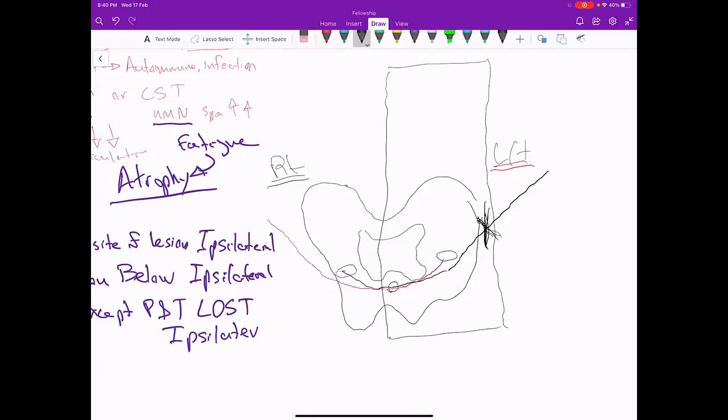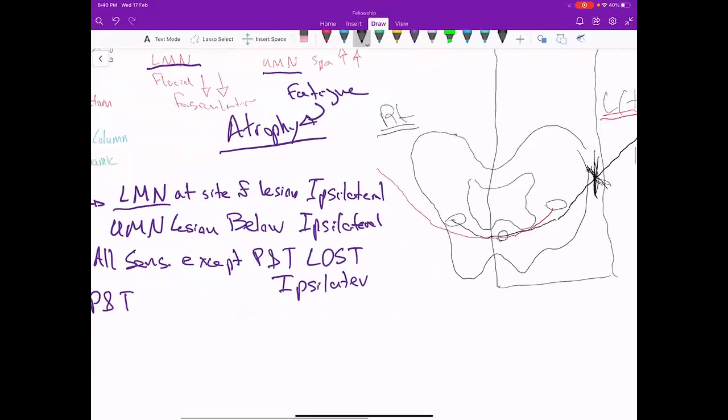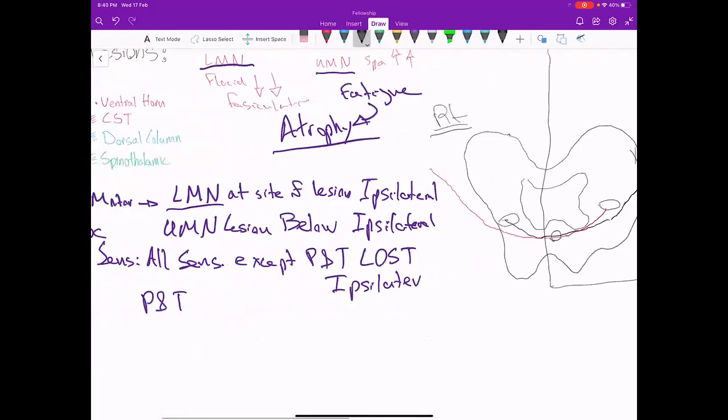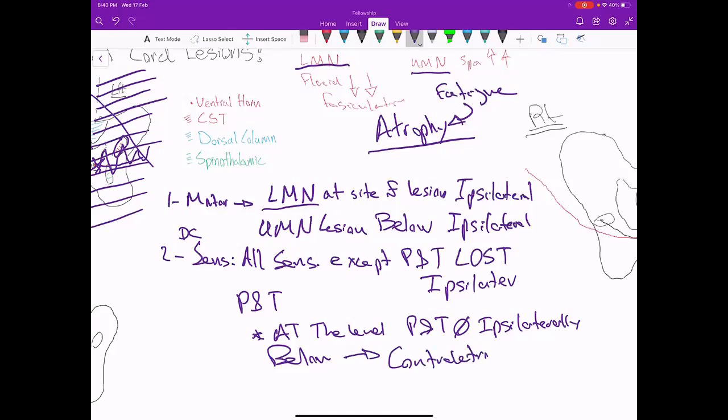So even though the spinothalamic tract is always contralateral, at the level of the lesion, you lose pain and temperature ipsilateral. But below, you lose contralateral, opposite side, pain and temperature. Is this clear?